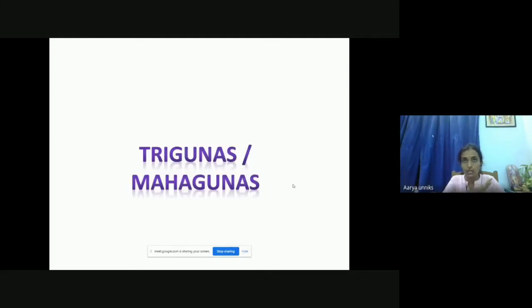So the Trigunas, what is a guna? Guna is something which attracts us to a dravya. The attribute which attracts us to a dravya, that quality, that is guna. So Trigunas are the attributes of the whole universe. There are three basic gunas in existence that are present in every creature. This is otherwise called Mahagunas.